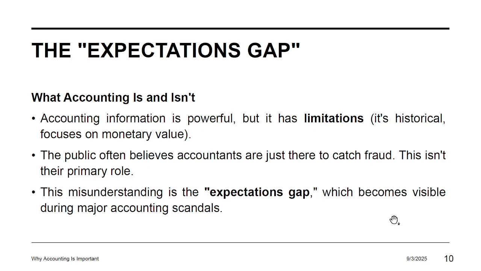So it is very important to understand what accounting is and what it isn't. While the information of accounting is powerful, it also has limitations. For example, it's historical and focuses only on what can be measured in money. The public often mistakenly believes that an accountant's main job is to catch fraud, to find something wrong in the bookkeeping system. This isn't their primary role, right? This misunderstanding is an expectation gap which became visible during major accounting scandals, right? So we have to think that they are different.